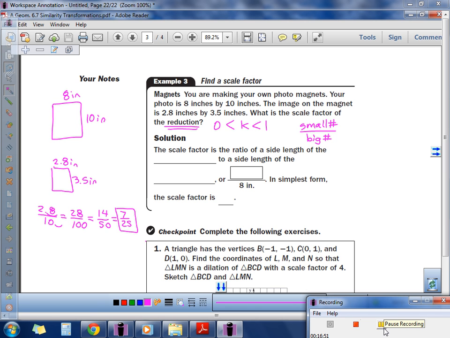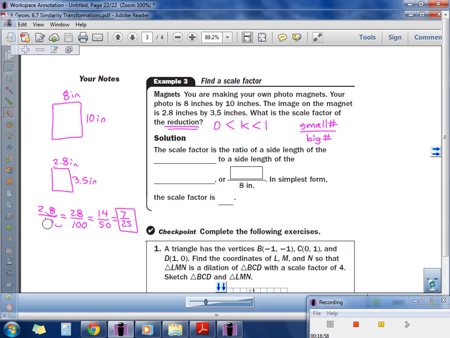I did notice that I made one little mistake. 2.8 doesn't correspond to 10. 2.8 corresponds to 8. So I need to modify this real quick. So instead of 28 over 100, it should be 28 over 80. So that'll be 40, and that'll be 20. So it's an easy fix. Sorry for that mistake. These pieces correspond. So make sure to pick corresponding parts.